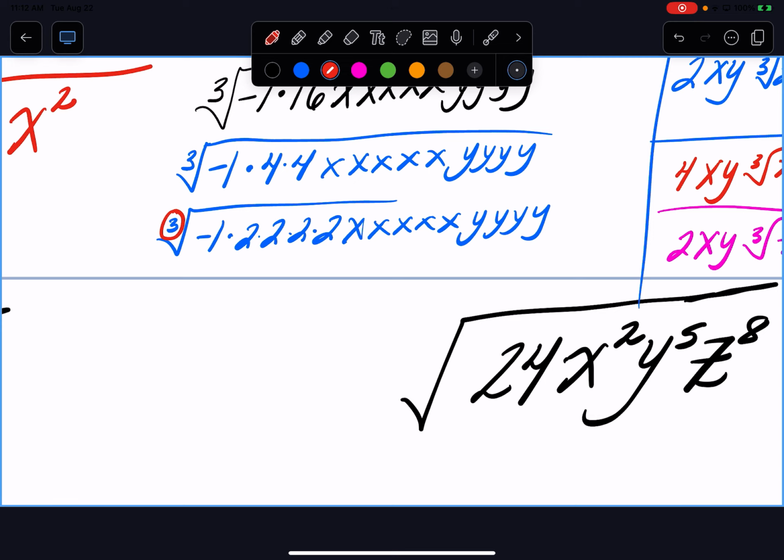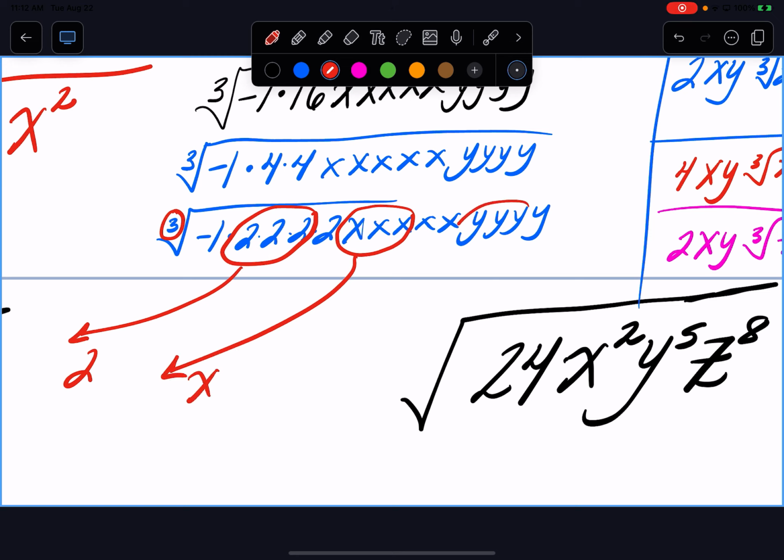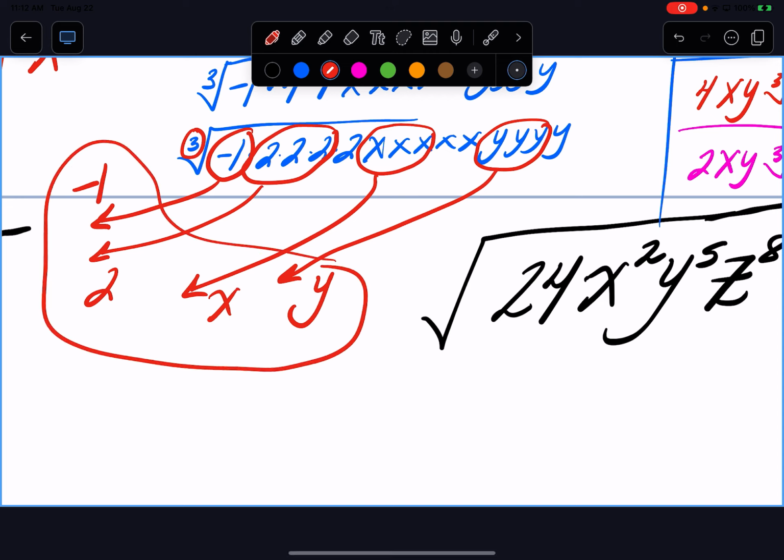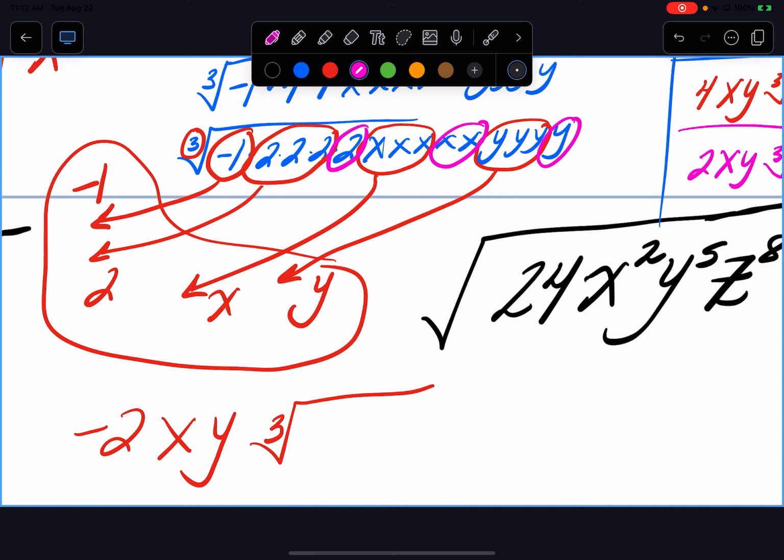I ignore the negative 1 for right now. For right now, pulling out groups of 3. So I'll pull out a 2. Pull out an x. Pull out a y. And then I need to remind you, what is the cube root of negative 1? Negative 1, my friends. We pull that out. So now we rewrite it. The outside stuff is multiplied, my friends. So isn't that negative 2xy? And then left under the cube root, let's look with our eyeballs, left is a 2, an x squared, and a y.